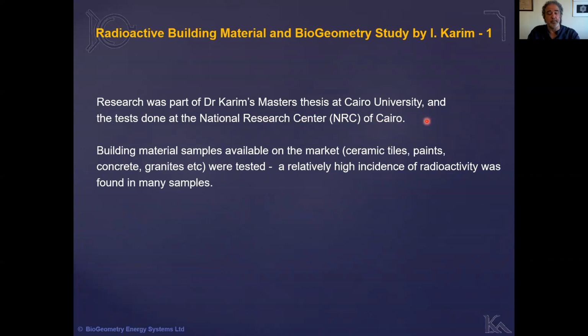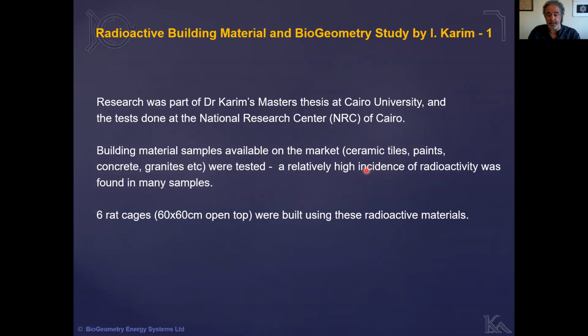Dr. Karim procured building material samples, which means things like ceramic tiles, paints, concrete, granites, etc., which are used in the building industry in houses. Many of us have these ourselves, right? He found, surprisingly, a relatively high incidence of radioactivity in many samples. So he devised this experiment where he built 6 rat cages, containers with an open top, using these radioactive materials. Okay, so specifically using materials which normally are even used in our houses.